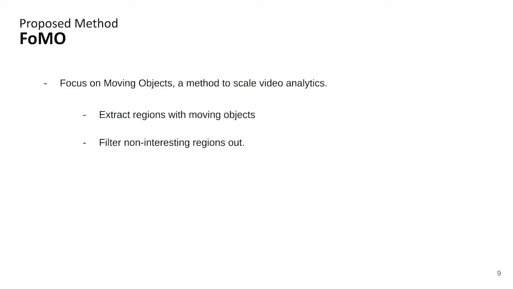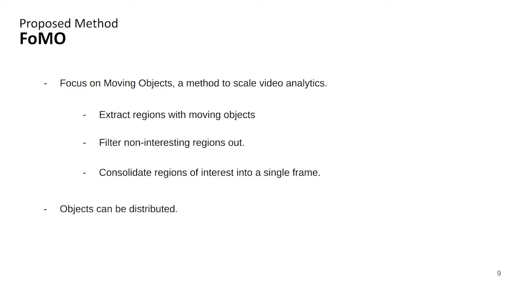Therefore, we can consolidate all the regions from different scenes into a single composed frame that can be processed by a single forward pass of a neural network, that is, a single inference. Moreover, as each scene is broken down into multiple smaller objects, these objects can be distributed and can be treated as the minimum unit of work.